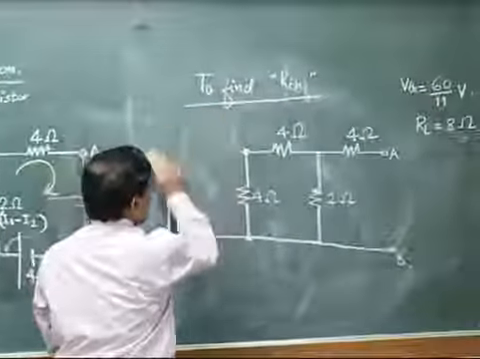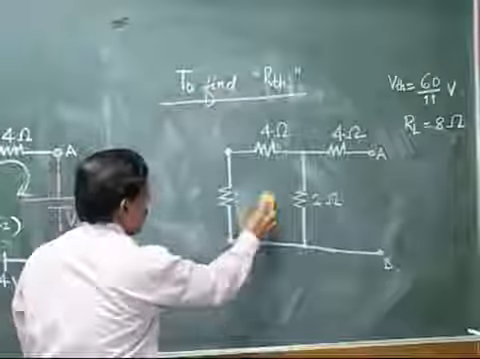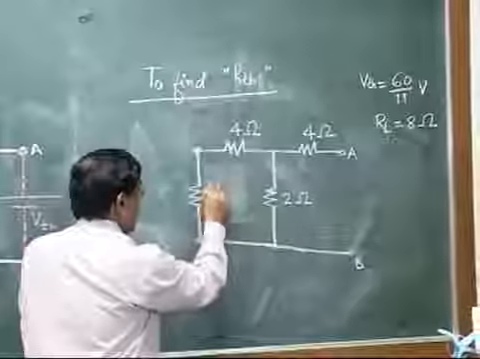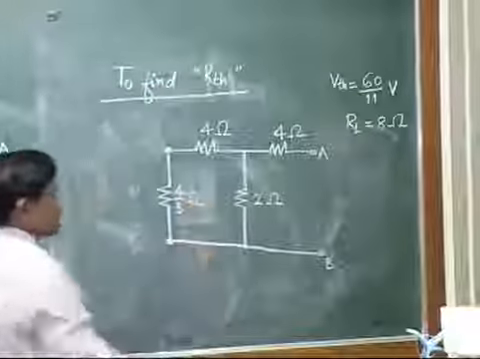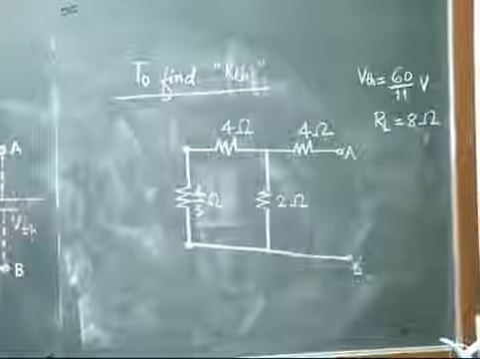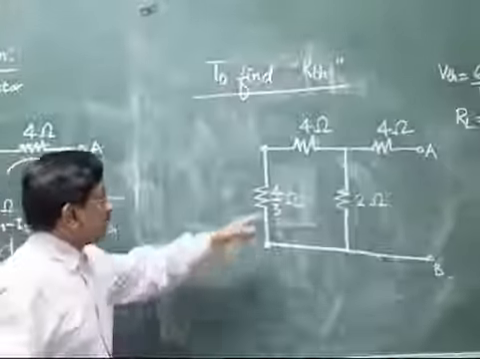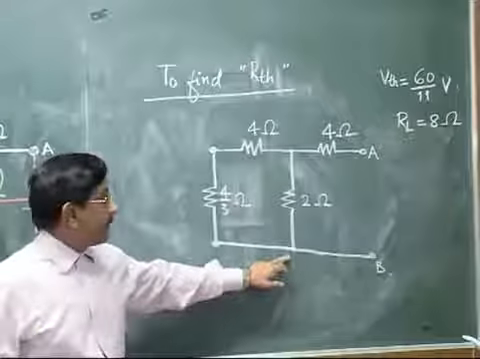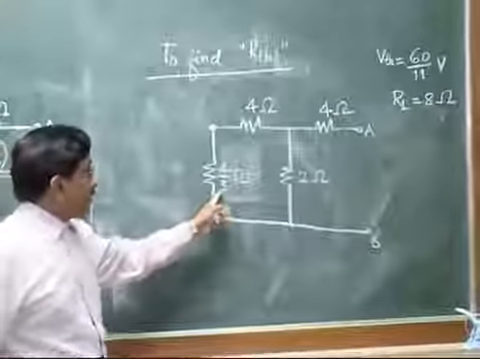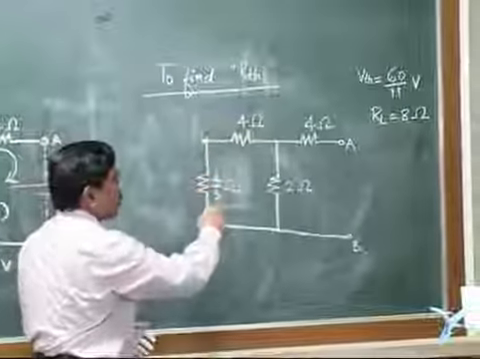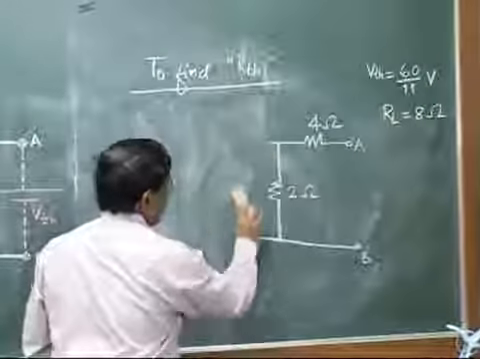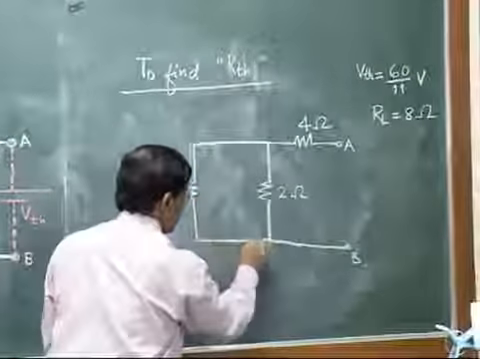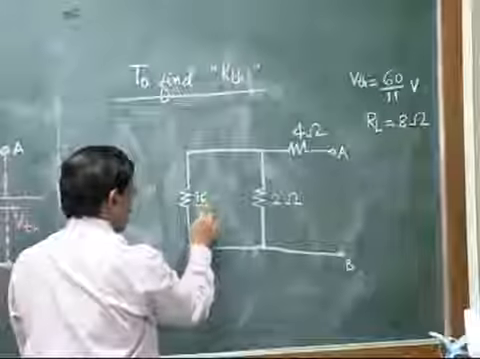That means my circuit is now reduced like this. Instead of both of them, I will write here the value 4 by 3 ohm. Now the circuit is reduced like this. Further we have to simplify it. Now see, this 4 ohm is in series with this 4 by 3. When they are in series, we have to add them. So 4 plus 4 by 3 is 16 by 3. Instead of these two, I will show only one with value 16 by 3. So your next circuit will be this one: 16 by 3 ohm.